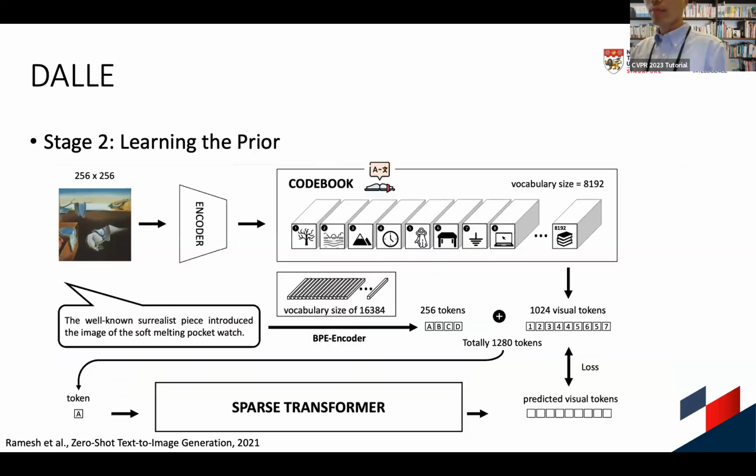So after the DALL-E work, people tried doing more advanced diffusion things. And here is more like the second stage, that is how to learn the prior. So for the prior, you can see here we have a sentence like: the well-known surrealistic piece introduced the image of the soft melting pocket watch. So it's the text, and you have some encoder to the tokens, right? Then the text tokens plus your visual tokens, that is the prior learned in your autoencoders together, then you feed them into some transformer, and you get your final representation, right? So you can see it's pretty straightforward.